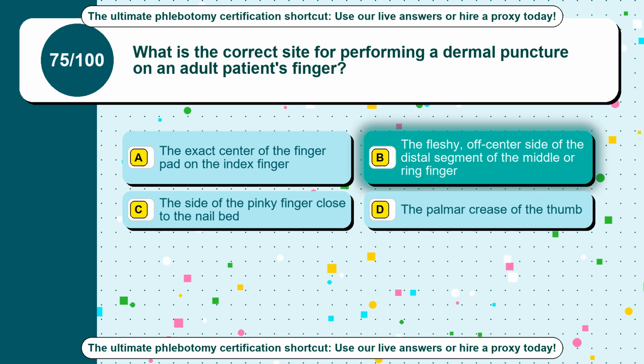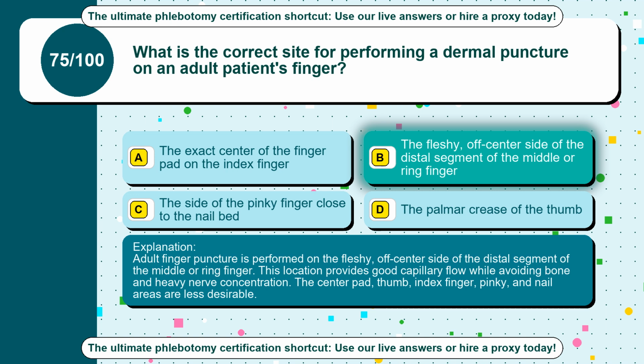The correct answer is option B. The fleshy, off-center side of the distal segment of the middle or ring finger. Adult finger puncture is performed on the fleshy, off-center side of the distal segment of the middle or ring finger. This location provides good capillary flow while avoiding bone and heavy nerve concentration. The center pad, thumb, index finger, pinky, and nail areas are less desirable.